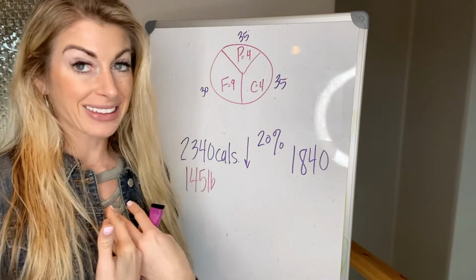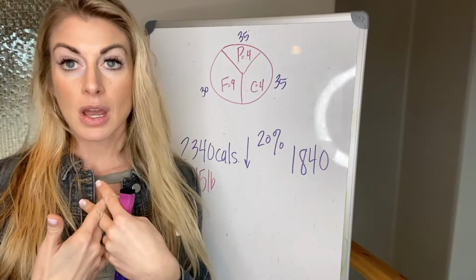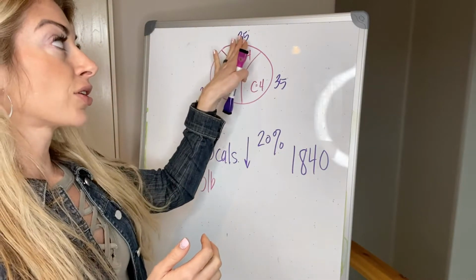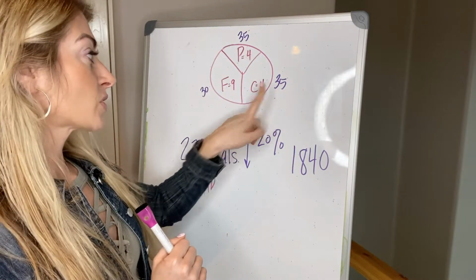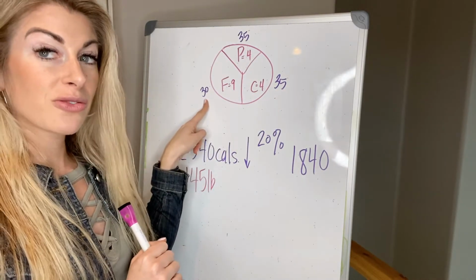Now, because I'm an athlete, because I work out, I'm going to go at 35% of my intake being protein, 35% carbs, and 30% fats.